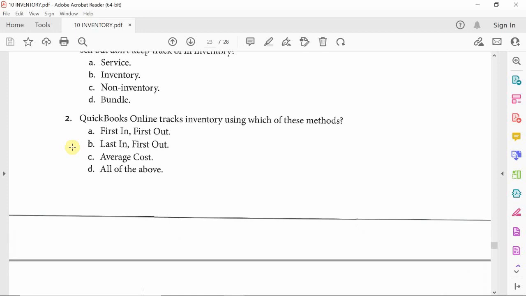So we call that first in. You purchase the first ones in. That means that batch that you first purchase is going to be the first that you sell out. So that is called first in, first out.